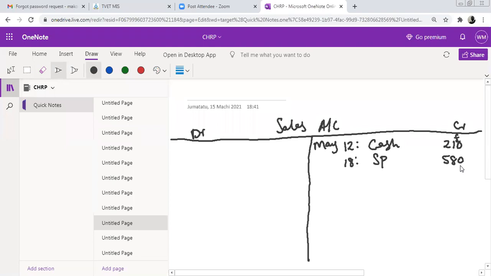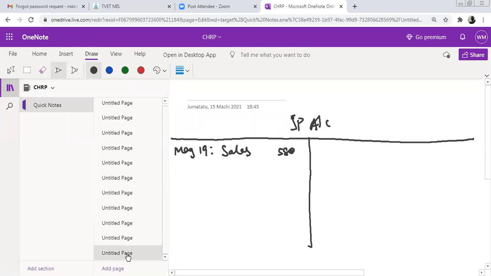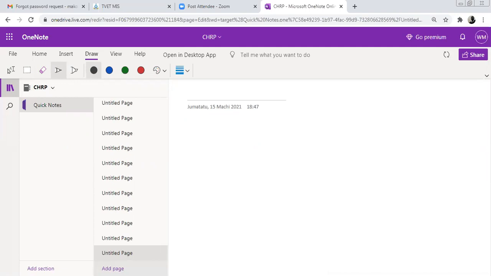$580 like that. Then the next account or transaction. So the next one is 22nd of May. Bought goods for cash 3,900.